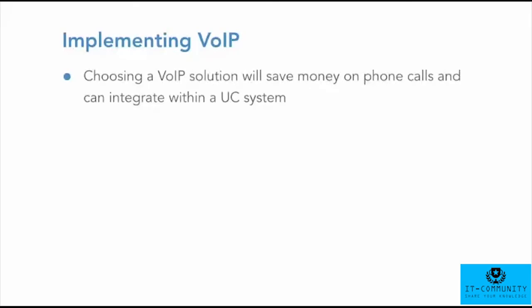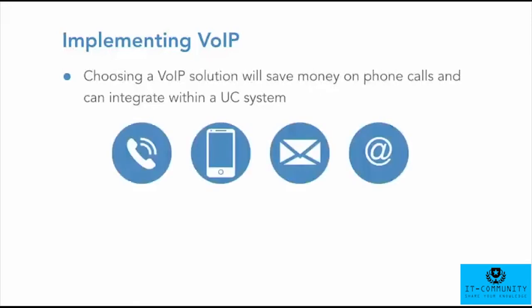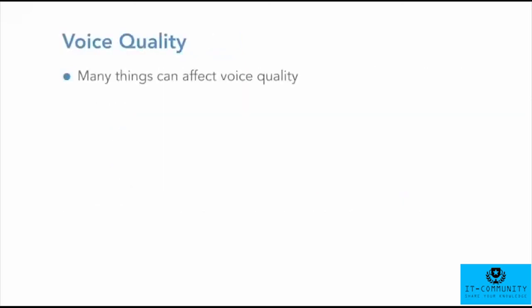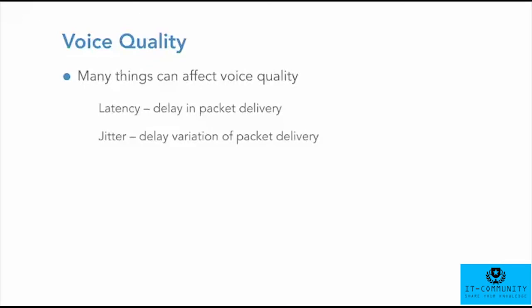Businesses choose a voice over IP solution to save money on phone calls and because it can integrate within a unified communication system. When implementing a voice over IP solution, it must ensure the same or better quality as a traditional telephone network. Many things can affect voice quality. Issues include latency, which is the delay in packet delivery, jitter, which is delay variation of packet delivery, and packet loss, which is dropped packets.